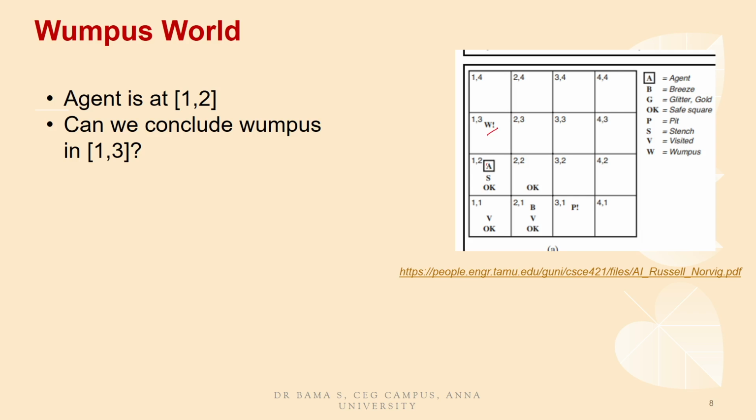Now, the agent is at 1 2. So, we can also conclude bumpers in 1 3 that I did earlier, and also we concluded pit in 3 1. Okay. So, this is how it went; again I repeat, first the agent was here, he went to 2 1 and at 2 1 there was breeze. So, all he could conclude is pit may either be in 3 1 or 1 2.